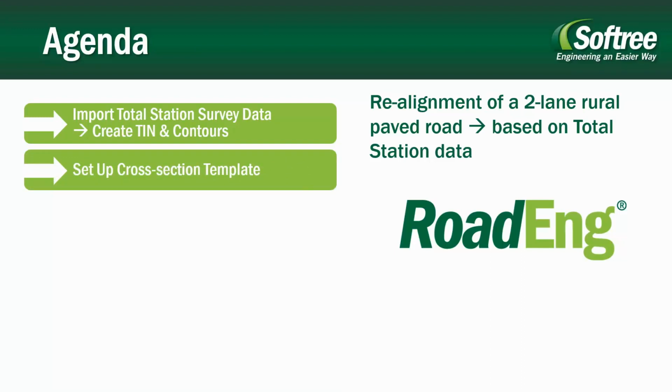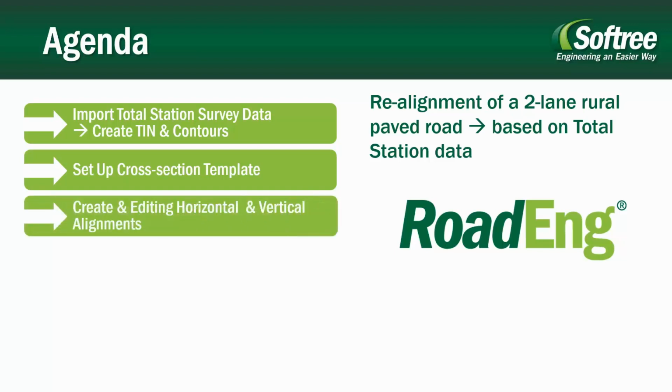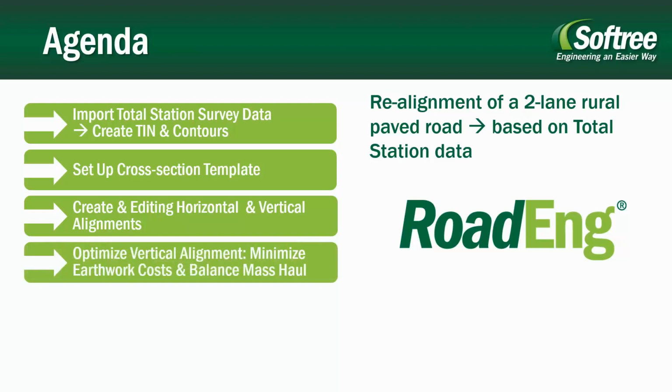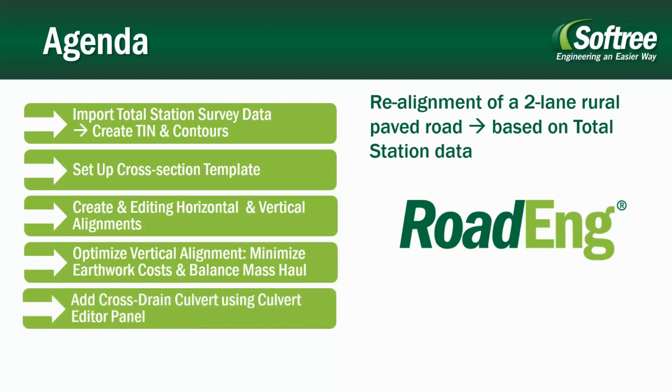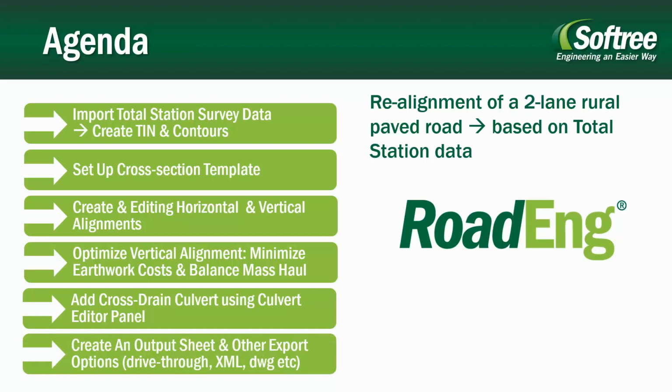Second, we'll set up our cross-section geometry in the template editor. Next, we'll draw some horizontal and vertical alignments. Then we'll quickly demonstrate how to minimize earthworks costs and automatically balance your mass haul through our optimization technology. And then we'll also show the addition of a cross-section culvert using the culvert editor panel. Finally, for output, we'll show our built-in multiply report builder as well as a couple of other export and output options.